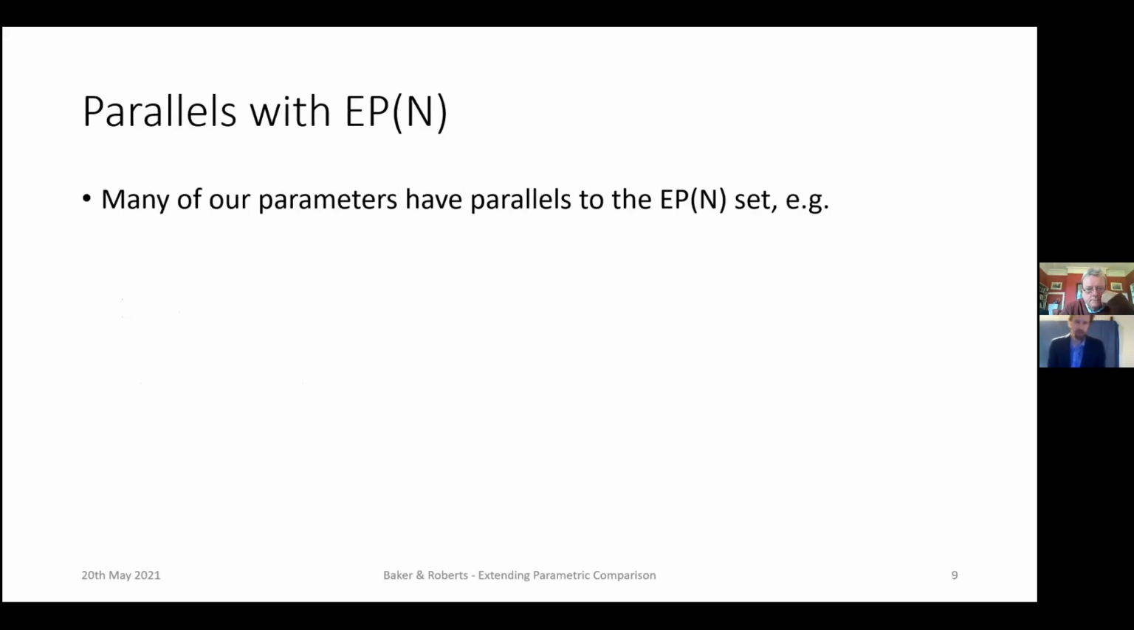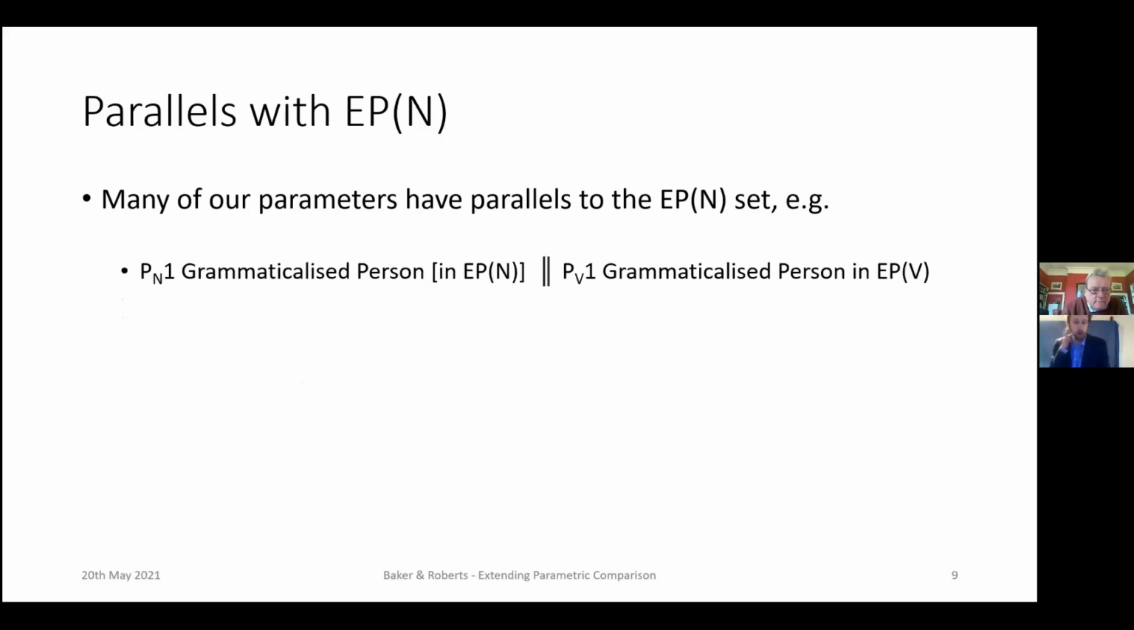So as I say, many of our parameters have parallels to the nominal parameters. Some of these are very close parallels. So for example, Longobardi has identified a parameter, grammaticalized person. And we have identified that same parameter.